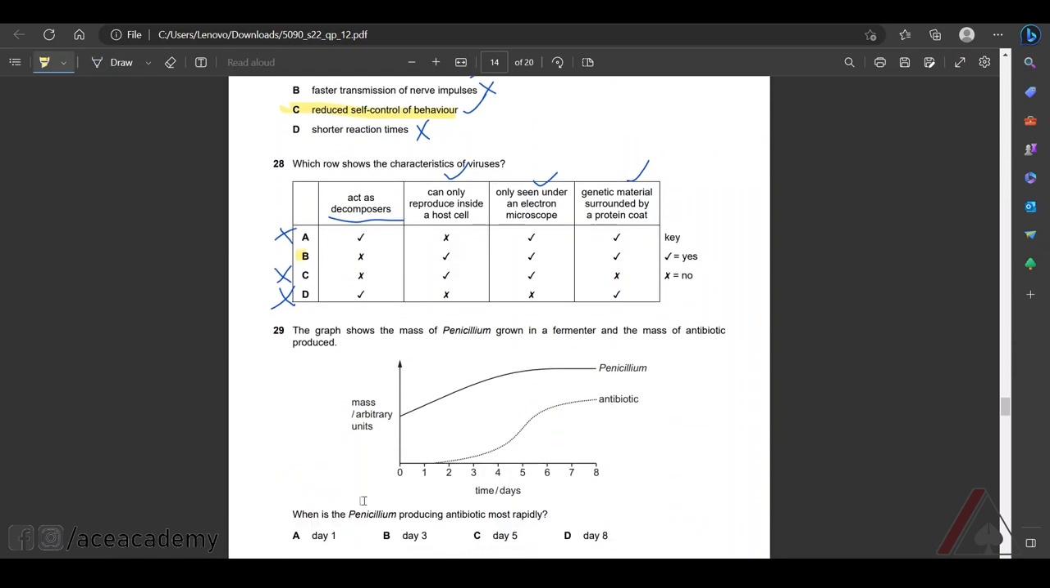Now, on to 29. The graph shows the mass of penicillium grown in a fermenter and the mass of antibiotic produced. When is the penicillium producing antibiotic most rapidly?